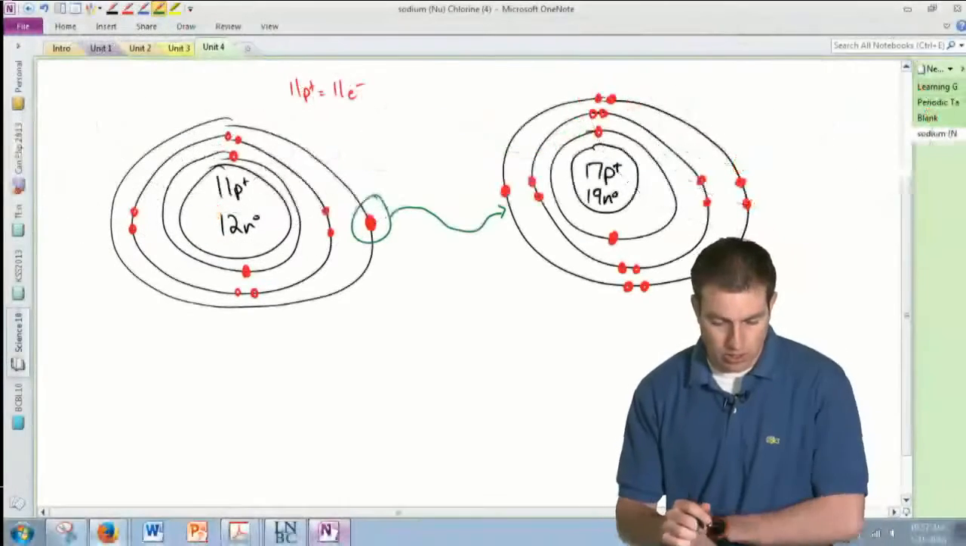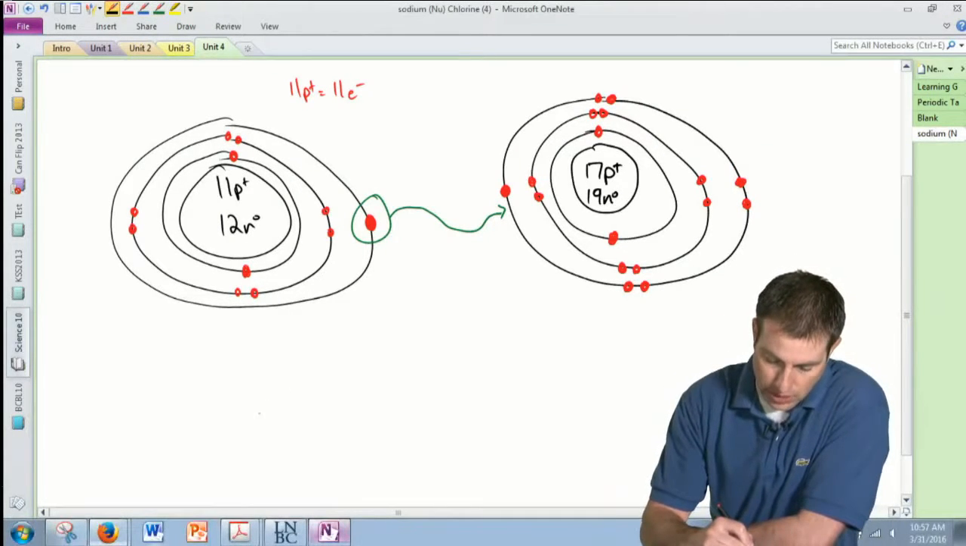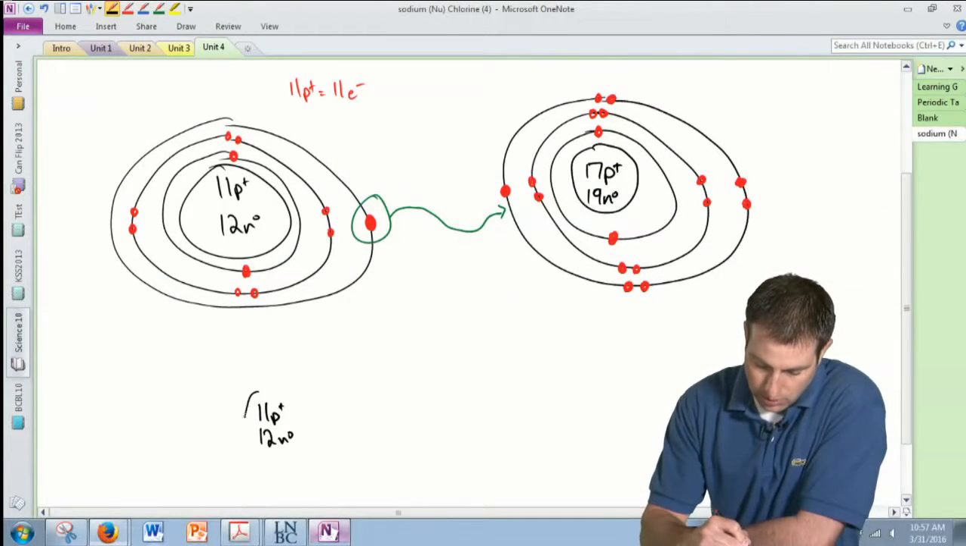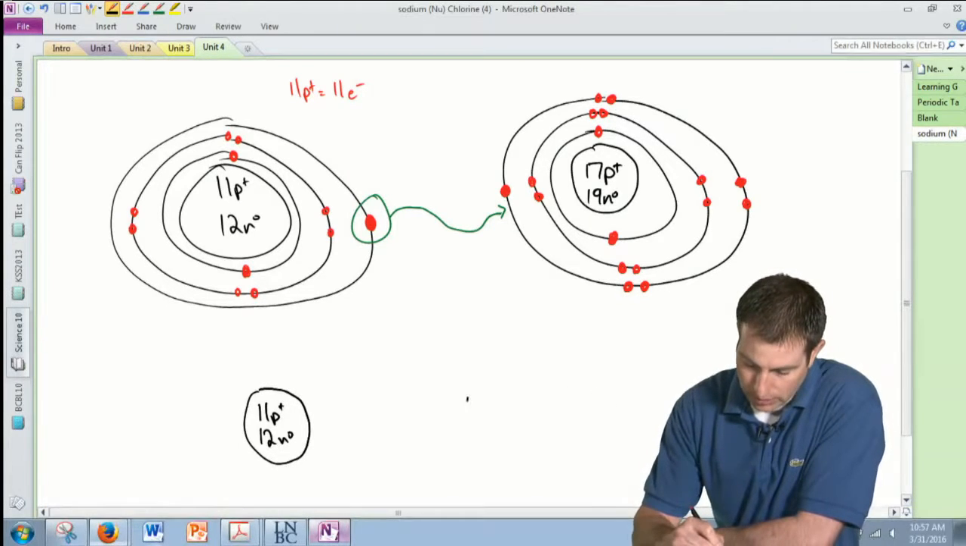And Abby, you are really correct again. Yes, it changes the name of it to sodium chloride. And we'll talk about the rules for naming next week for sure.